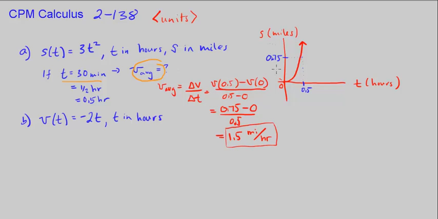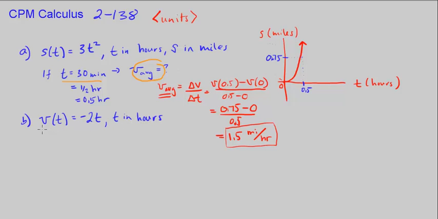Okay, so there's the sketch of the graph, and this is how we get the average velocity between time 0 and time 0.5 hours. Okay, let's go on to part B. While walking home, Jaime walked so that his velocity in miles per hour was v of t equals negative 2t, where t is measured in hours.